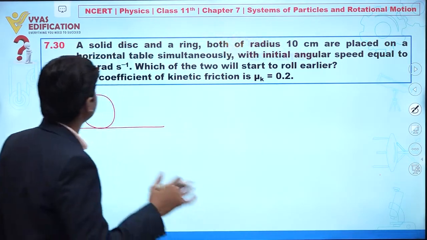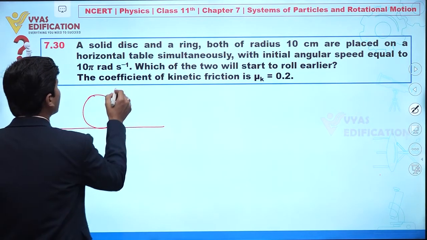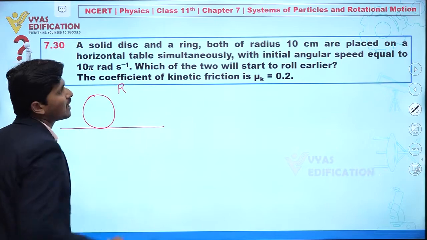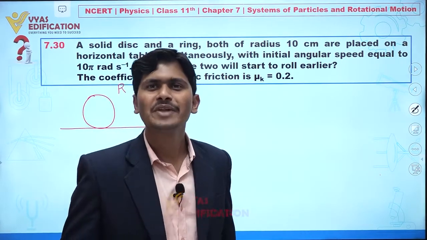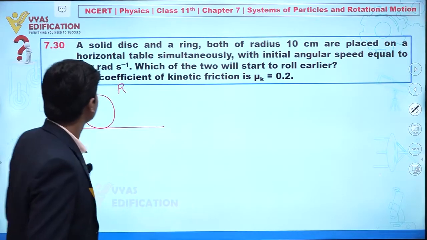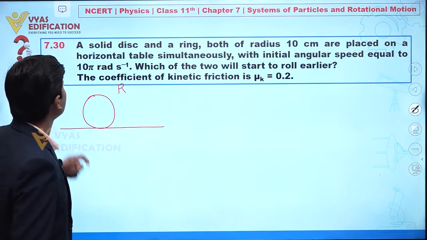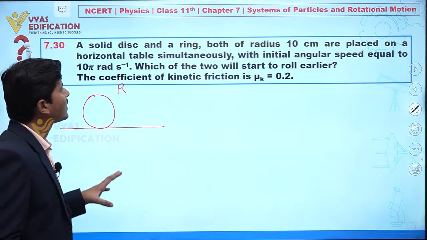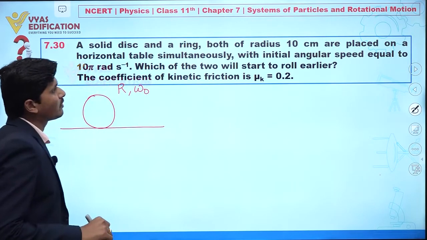Clear? So in this question it is given a solid disc or a ring, both are having radius. So I am assuming the radius first, that is capital R. First of all I am finding here a formula that is related to that time. Clear? So a solid disc and ring, both having radius 10 centimeter, are placed on a horizontal table. Okay, fine. Initial angular speed is also given, it means omega naught is also given to you.